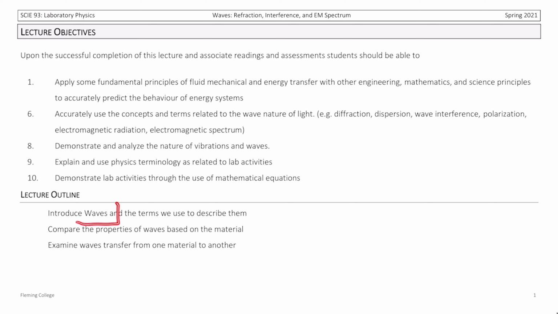More importantly, we're going to look at waves to understand the terms that we use to describe them, compare the properties of waves based on the material they transfer through, and examine how waves transfer energy from one material to another. As you see, the lecture is actually titled Refraction and Interference, so we'll also look at what these two terms mean when it comes to interacting waves.